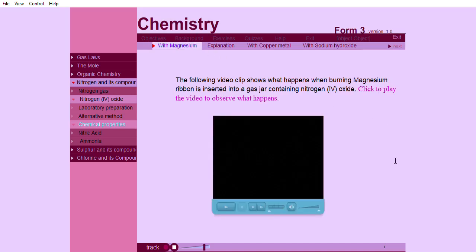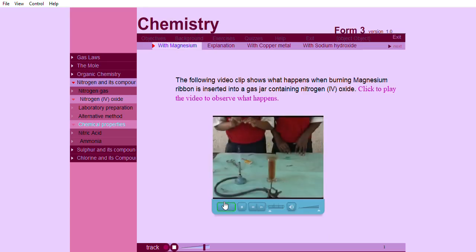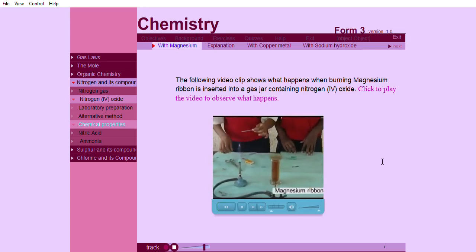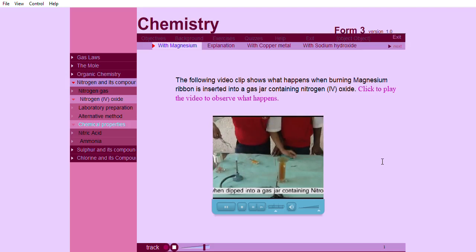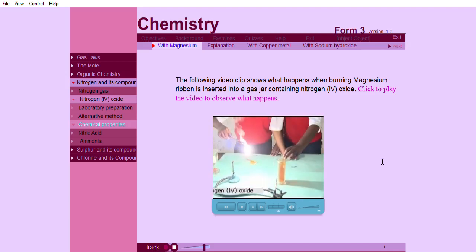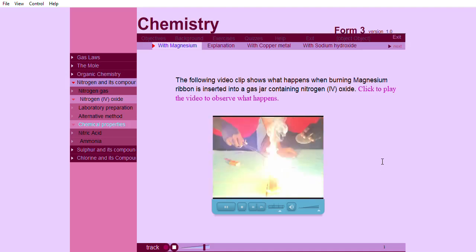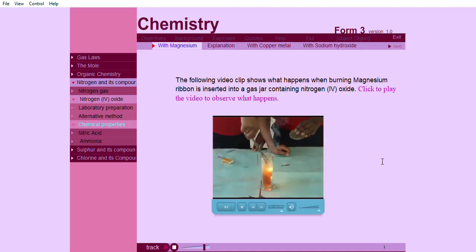The following video clip shows what happens when burning magnesium ribbon is inserted into a gas jar. Cut a piece of magnesium ribbon. Hold it using a pair of tongs and light it. Dip the burning magnesium ribbon into a gas jar containing nitrogen (IV) oxide gas. Observe what happens.